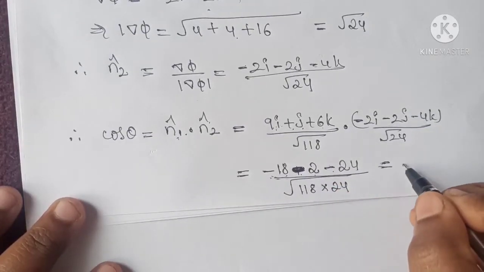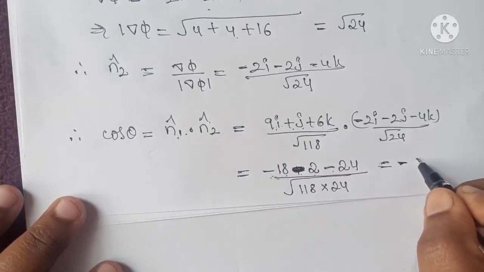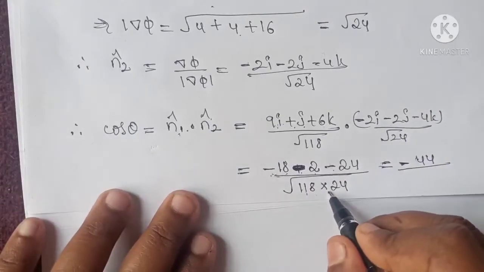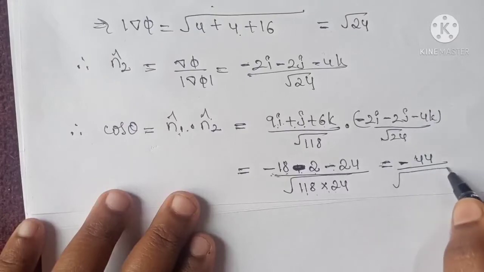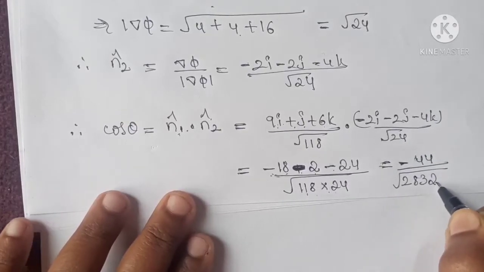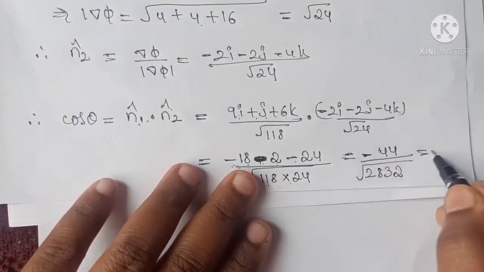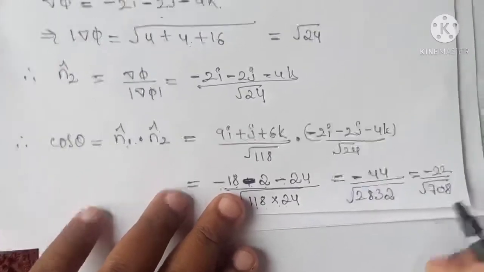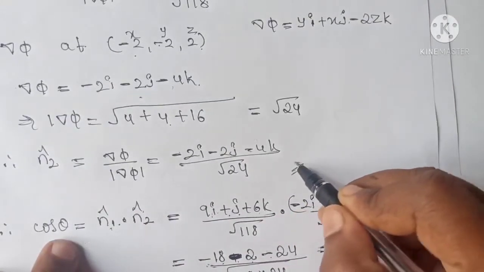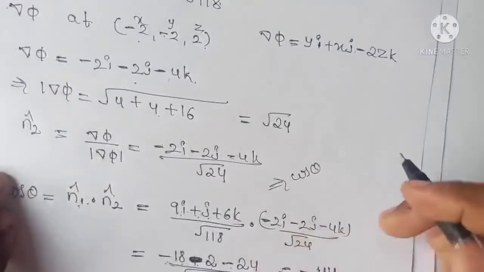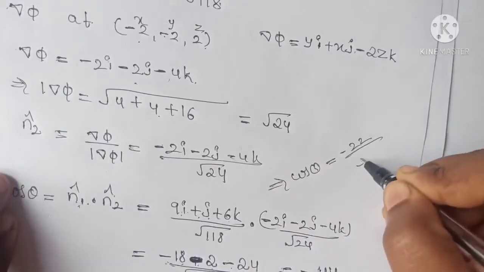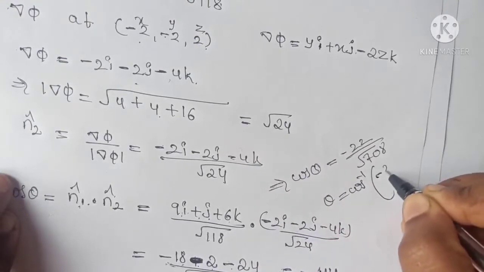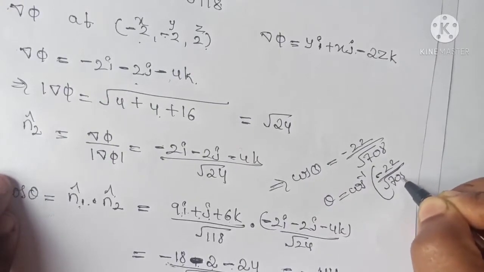So we get minus 44 divided by square root of 118 into 24, which is root of 2832. Further simplifying this we get minus 22 divided by root of 708. Thus we got the cos theta value equal to minus 22 divided by root of 708. Therefore theta equals cos inverse of minus 22 divided by root of 708. Okay.